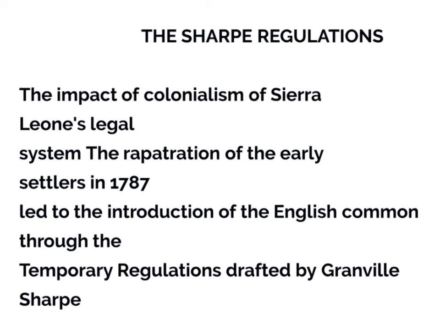We can trace the introduction of the common law, the adoption of common law, through the repatriation of the early settlers in 1787. But of particular importance was the document that was drafted by Granville Sharp, which is referred to as a temporary regulation. In subsequent lessons, we'll be examining other sources of law, like domestic statutes and decisions that were made locally by our courts.